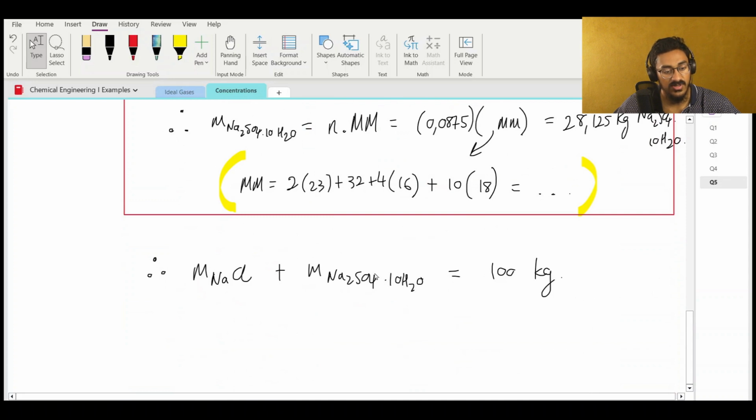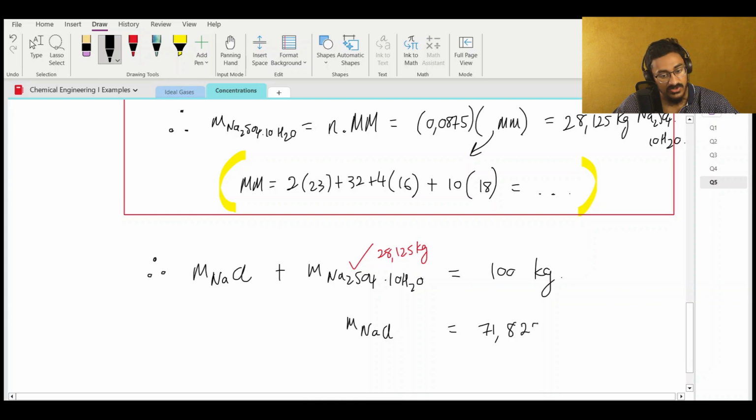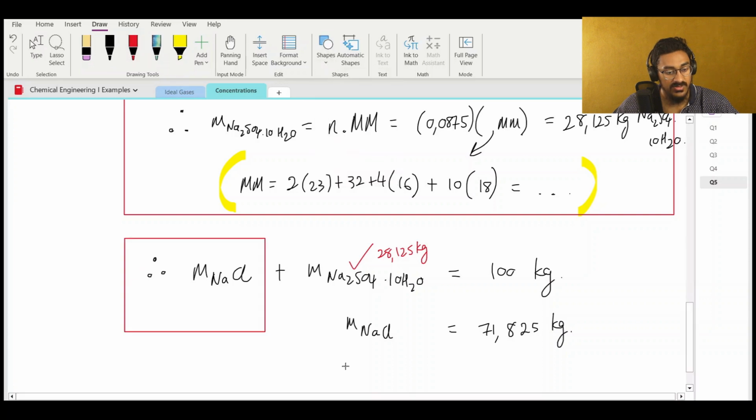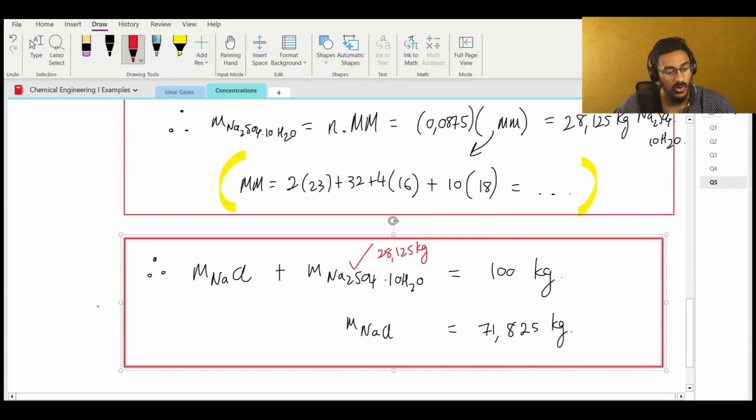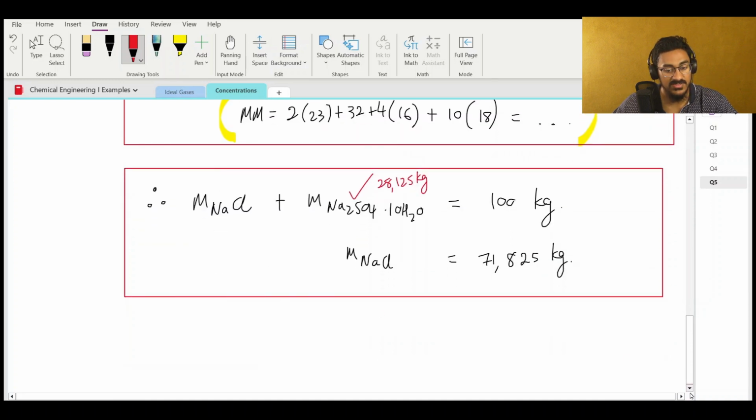The mass of salt or table salt plus the mass of sodium sulfate is equal to 100 kgs. But I know that this number is 28.125 kilograms. And therefore, the mass of sodium chloride is equal to 100 minus 28, which is 71.825 kilograms. Remember, this equation comes from the fact that it's just a mixture of salts. There's no water involved. Okay, and let me put this in a block. So I think we are making quite good progress. We've essentially solved the mass balance, right?